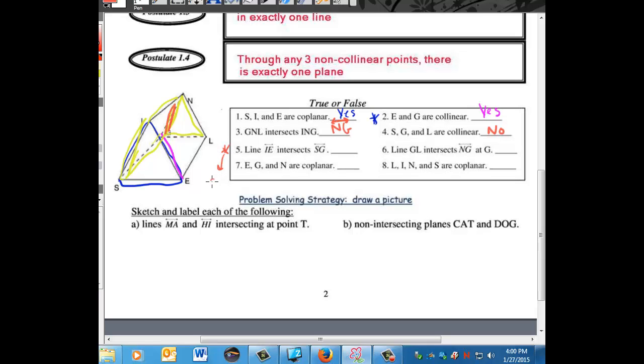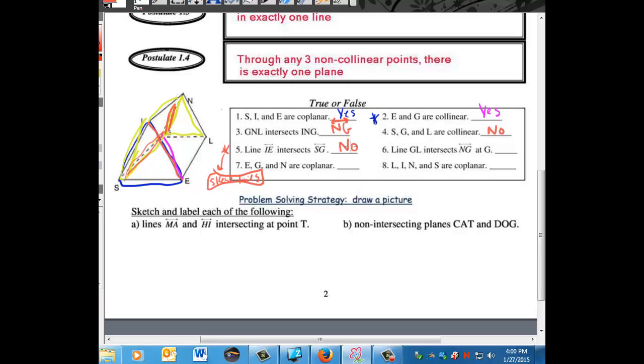These are called skew lines. Alright, and they're lines that aren't parallel, but they don't touch either. So you can see that line IE is on the front. Here's line IE, it's on the front of the shape. Line SG is on the side. And these 2 lines do not intersect, but they're also not parallel. And so that's what is known as skew lines. So this is going to be a no.